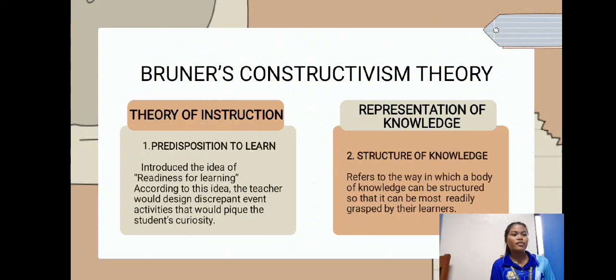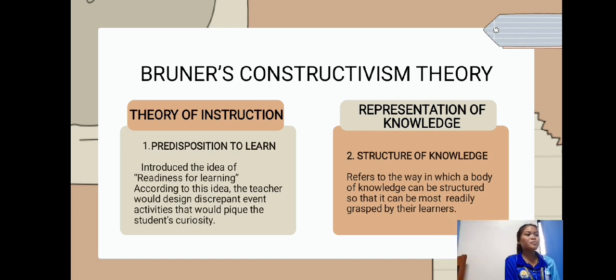Next, theory of instruction. Predisposition to learn introduced the idea of readiness for learning. According to his idea, the teacher would design different activities that would spark the student's curiosity. Bruner's predisposition to learn, especially the readiness aspect, emphasized the importance of aligning instruction with the student's current cognitive development and prior knowledge. So teachers should design learning experiences, particularly disruptive events that challenge existing understandings and stimulate curiosity, thereby fostering deeper engagement with the learning materials.